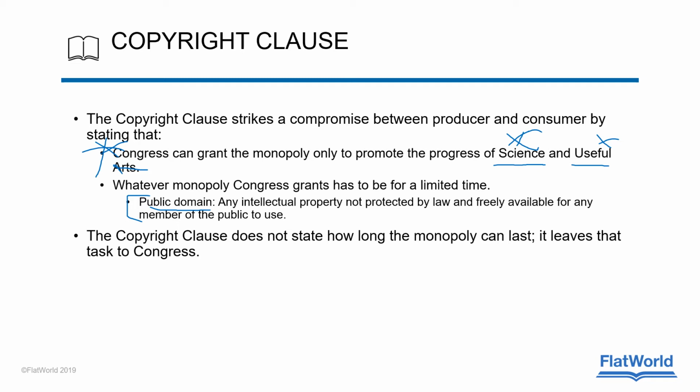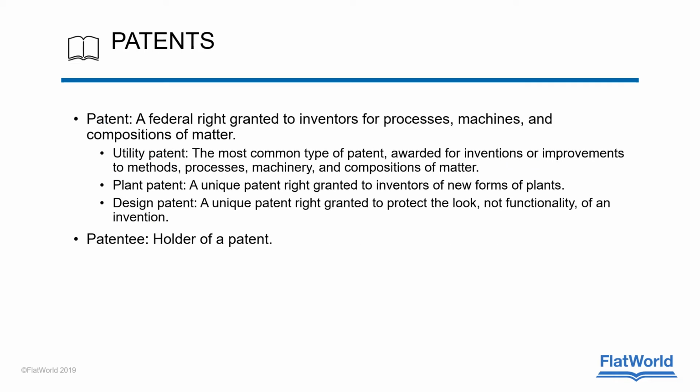Copyright clause does not state how long the monopoly can last. It leaves that task up to Congress. So patents. What are patents? Well, there are three types. First, a patent is a federal right granted to inventors for processes, machines, and compositions of matter. And there are three types.